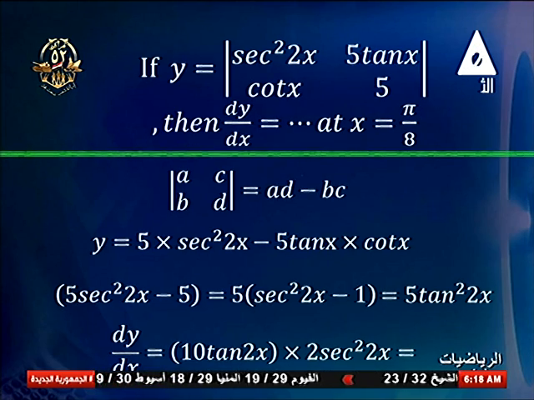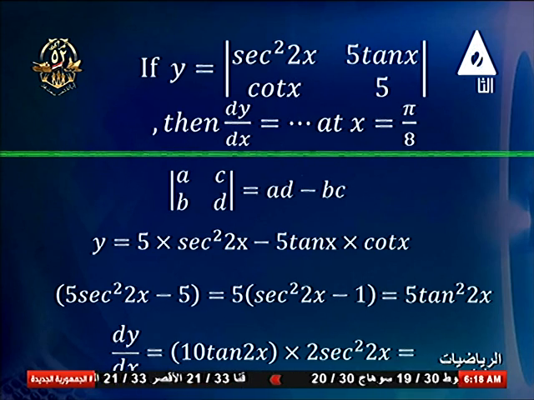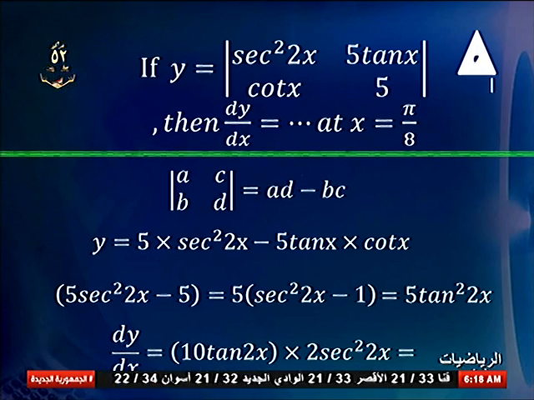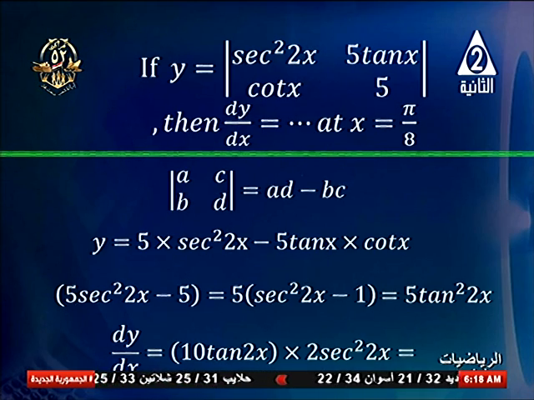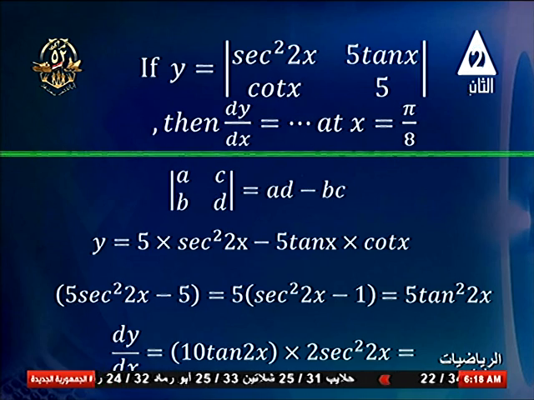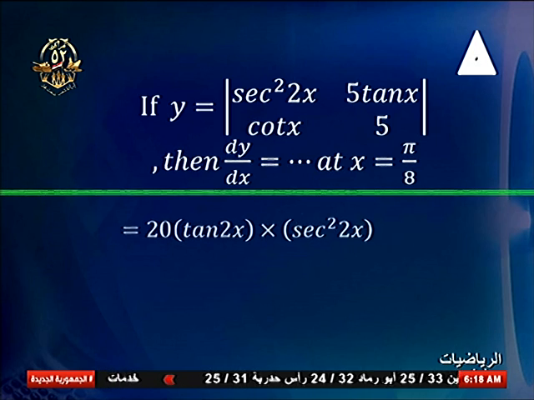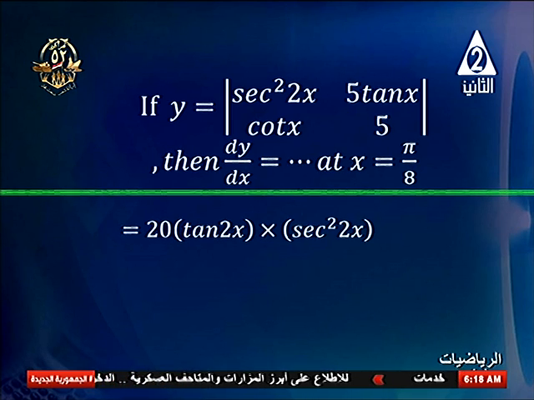The function became 5 tan power 2 of 2x. What is the differentiation of tan power 2? 2 times 5, 10 tan 2x multiply derivative of tan 2x, which is sec square 2x multiply 2. Then dy over dx became 20 multiply tan 2x multiply sec square 2x.